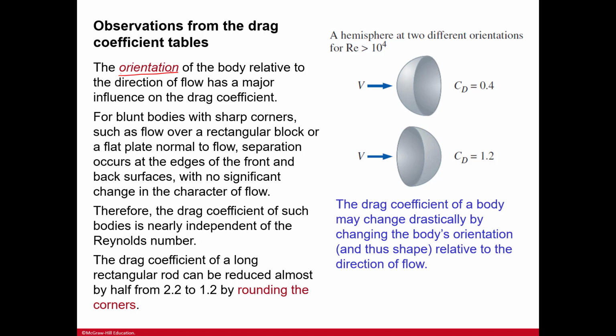For blunt bodies with sharp corners, such as flow over a rectangular block or a flat plate normal to the flow, separation occurs at the edges of the front impact surfaces with no significant change in the character of flow. Therefore, the drag coefficient of such bodies is nearly independent of the Reynolds number. The drag coefficient of a long rectangular rod can be reduced almost by half, from 2.2 to 1.2, by rounding the corners. So that's why you'll see that a lot in production, because it is reducing that drag coefficient.